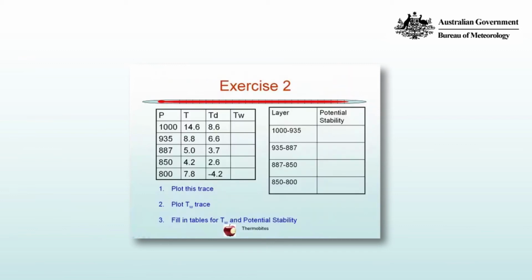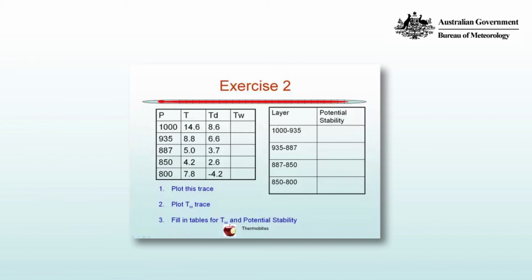So here's an exercise for you to perform. Plot this trace and then calculate the wet bulb temperature. Remember the way in which this is done: go up a dry adiabat and the mixing ratio line from the given pressure till saturation and move back down a saturated adiabat to your original level. So plot this wet bulb temperature trace and then fill in the table for TW and potential stability. Pause the video now and do that exercise.